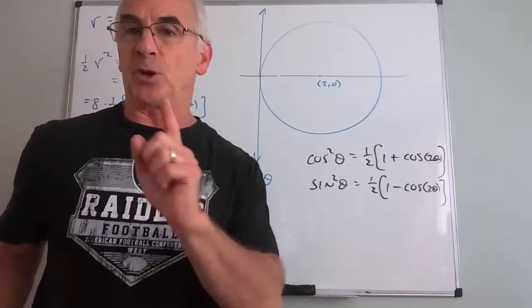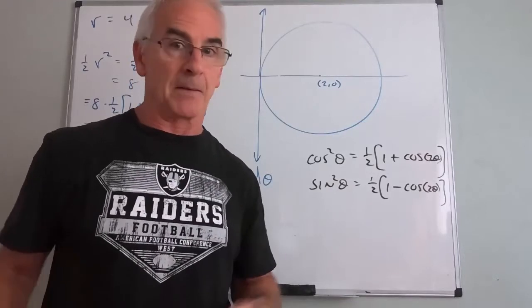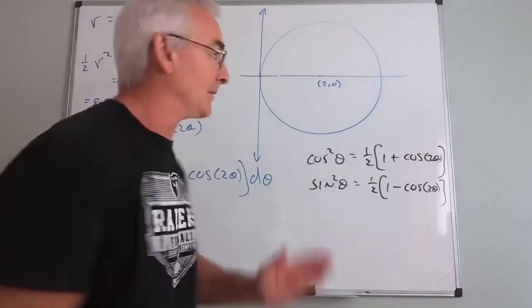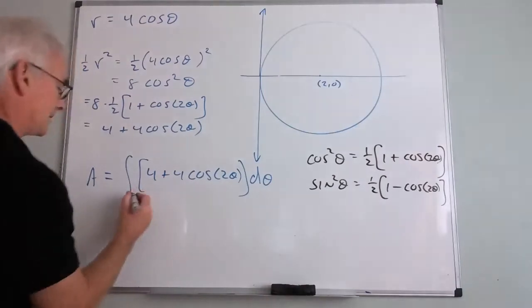Things that are centered at the origin, generally it's going to be 0 to 2 pi. Generally, again, there are exceptions, but if it's centered at the origin, it's probably 0 to 2 pi because you got to go all the way around. But this is centered over here. So it completed 0 to pi.